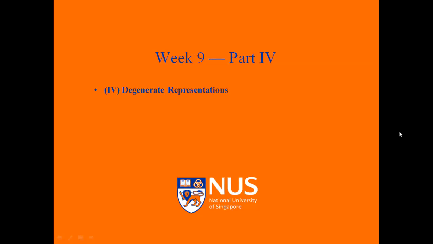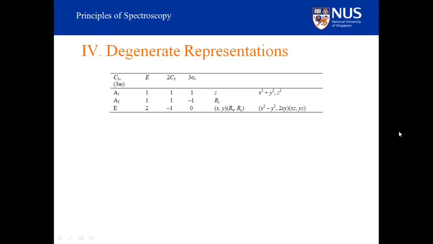Welcome to Part 4 of this week's online lecture. In Part 4 we will discuss the vibration of ammonia, which belongs to a point group with degenerate irreducible representations. Before continuing, we need to discuss degenerate representations, and the simplest point group with which to discuss this is C3V, and so we will illustrate this with the ammonia molecule.